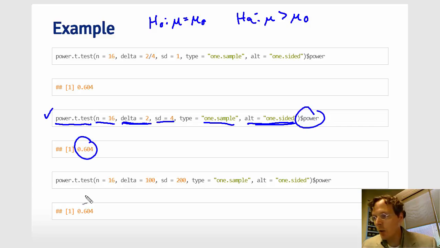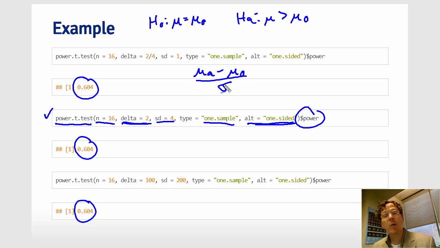What I show here, you notice in all the other examples I've given here, it also gives 60% as the number. And what I'm showing is that power.t.test, just like the normal power, only depends on the effect size, how different mu naught and mu a are divided by the standard deviation. So here, I specify my delta as 0.5 and give it a standard deviation of 1.